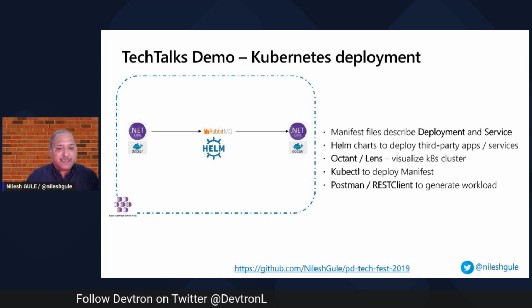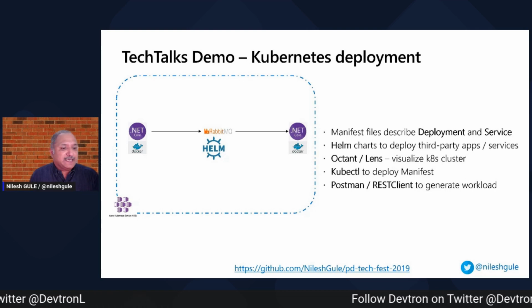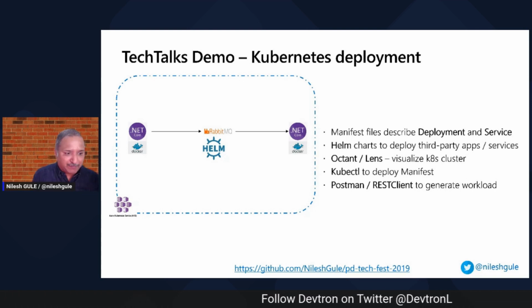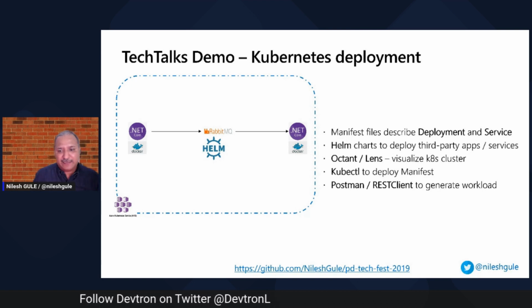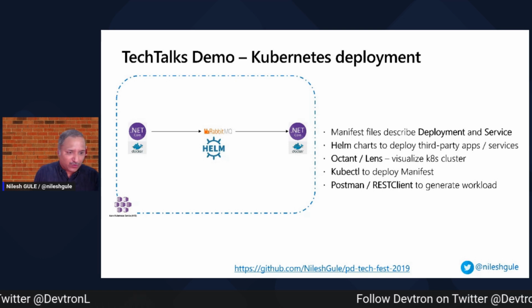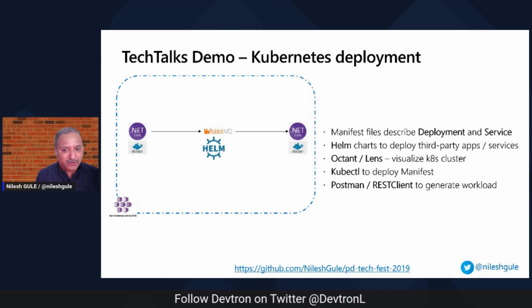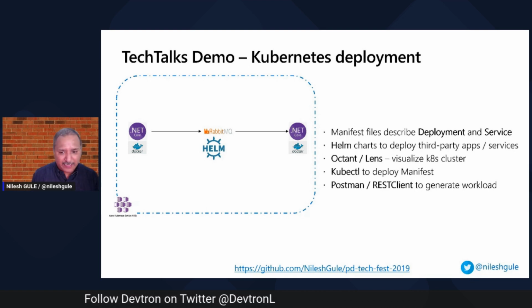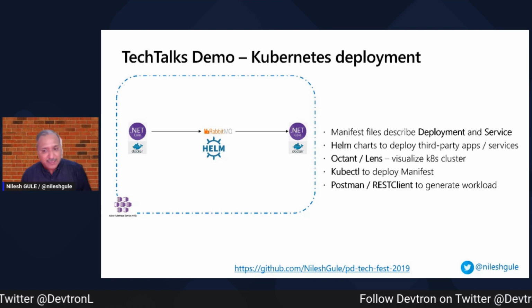Instead of running individual manifest files, I can use a pre-packaged application using a Helm chart, and that is what I do for deploying RabbitMQ. In order to visualize the state of the Kubernetes cluster, I've used Octant or Lens in the past, and for this demo, we will use Lens. I use kubectl to apply these changes and a bit of PowerShell scripts to automate them.